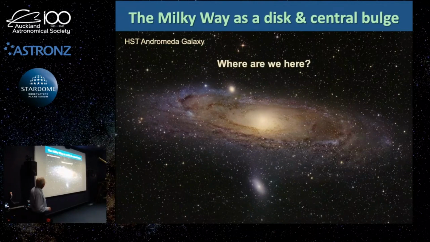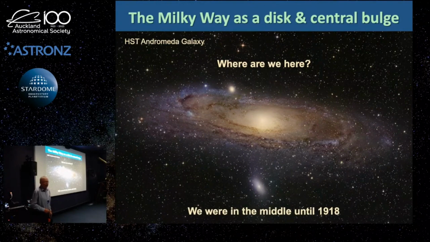So where are we in here? In typical fashion, before modern science came along, we were always considered bang in the middle of everything. You know, we were in the middle of the universe in the early models. Then the solar system was in the middle of the Milky Way, and so we always had to place ourselves bang in the middle. So that's where we were until 1918.